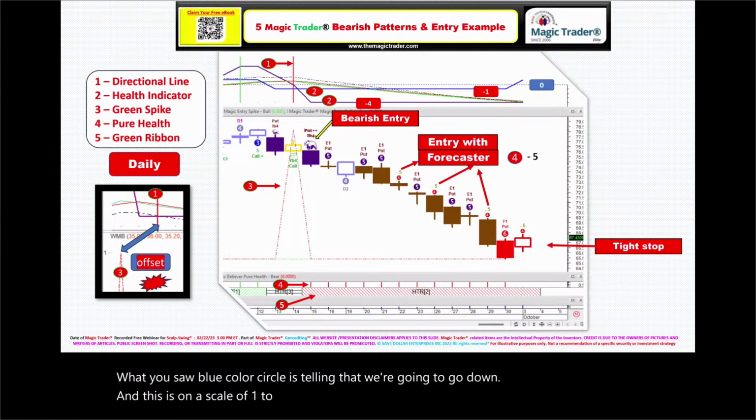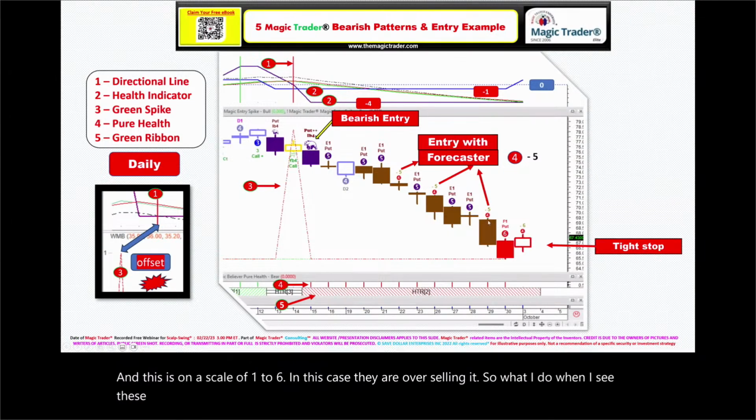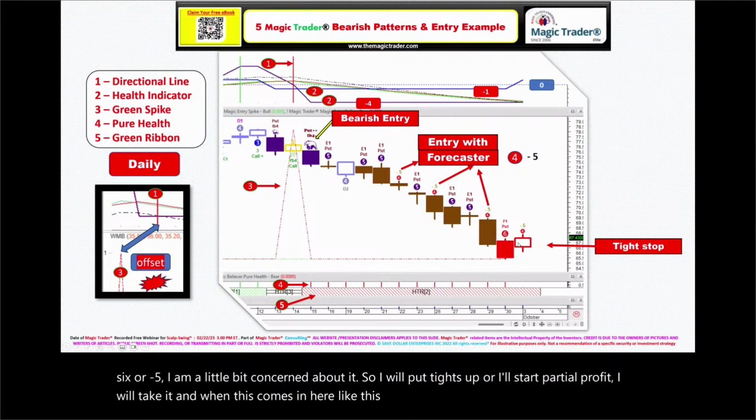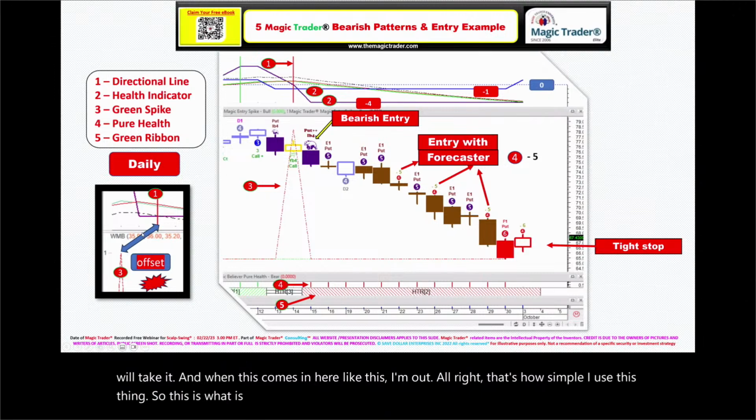In this case, they were overselling it. So what I do when I see the 6 or -5, I'm a little bit concerned about it. So I will put tights up, or I'll start partial profit. I will take it. And when this comes in here like this, I'm out. Right? That's how simple I use this thing. So this is what is important for this one.